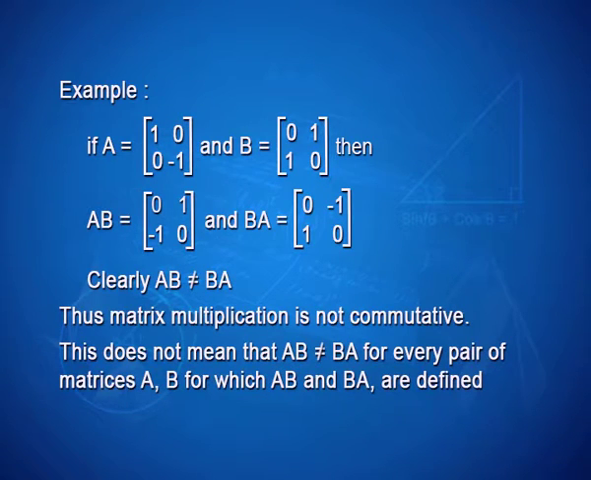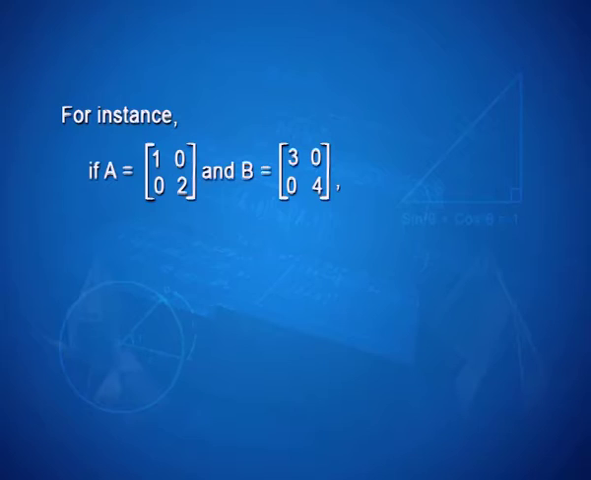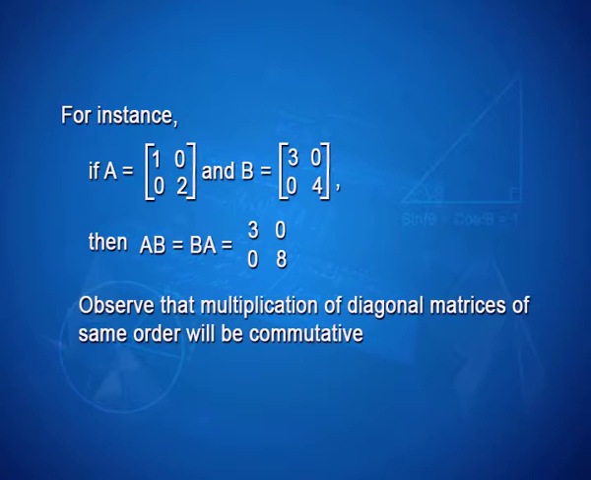This does not mean that product AB is not equal to BA for every pair of matrices A and B for which products AB and BA are defined. For instance, if A is [1 0; 0 2] and B is [3 0; 0 4], then product AB is equal to BA, that is equal to [3 0; 0 8]. Observe that multiplication of diagonal matrices of the same order is commutative.